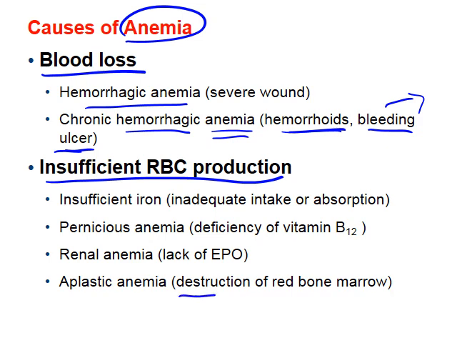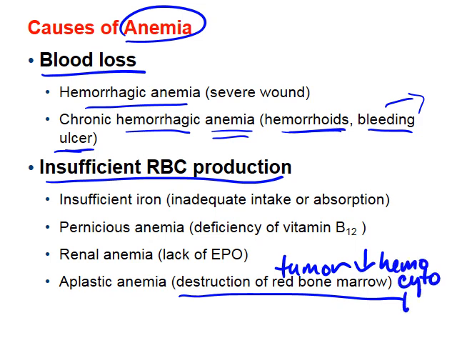So it could be, let's say, your bone marrow is being destroyed. What happens if you have some sort of tumor? What if you have a destructive tumor of your bone marrow and you have low hemocytoblasts? Remember, hemocytoblasts make red blood cells. So if you have low hemocytoblasts, you're going to have low red blood cell production. What happens if something's wrong with your EPO? For some reason, you aren't secreting enough EPO from your kidneys.